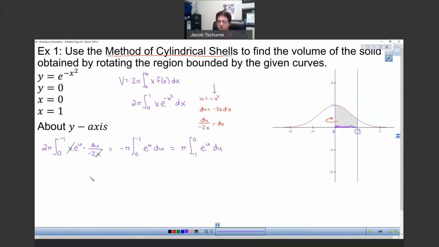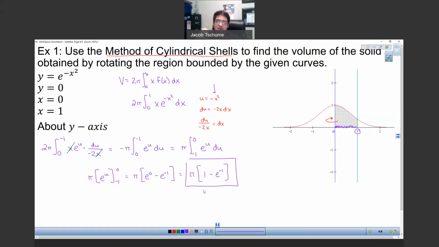Integrating e to the u doesn't change anything, so that will still be e to the u, and we're going to evaluate that from negative 1 to 0. So this will end up being pi times e to the 0 minus e to the negative 1, which gives us a final answer of pi times 1 minus e to the negative 1. You can distribute the pi through if you want to, but it's not necessary. That is the volume of that black shaded region around the y-axis using the method of shells.